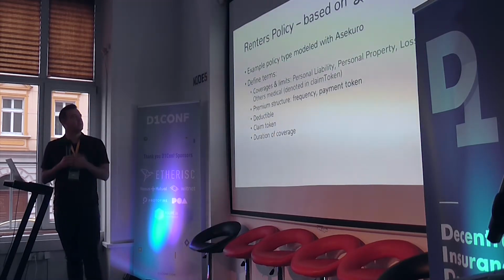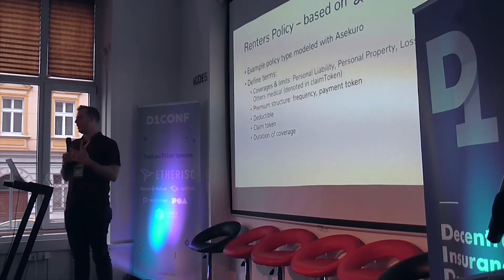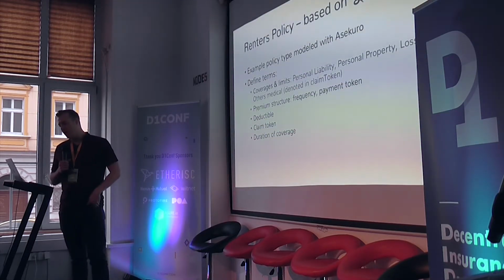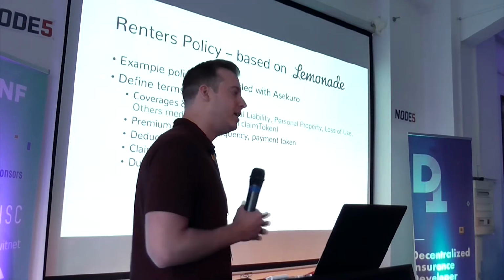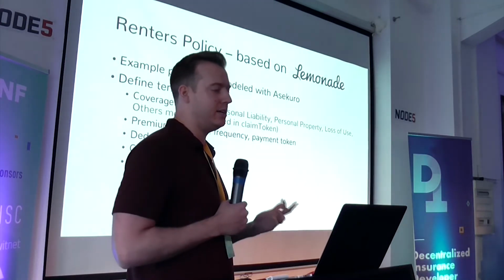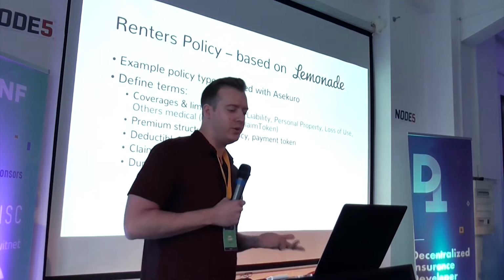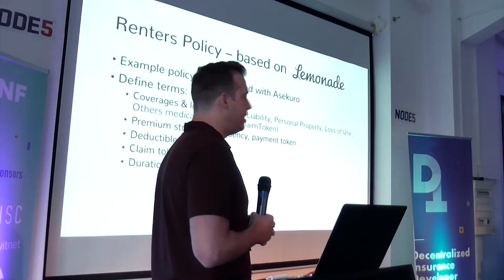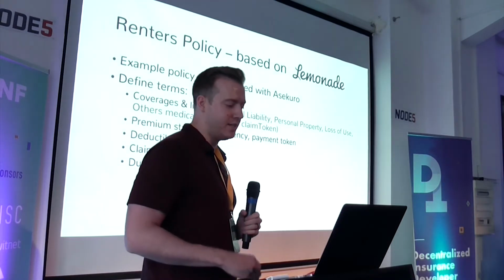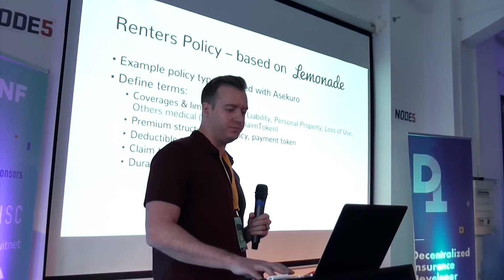So in this particular policy, you, as the carrier, would define the coverage and limits, things like personal liability, personal property, loss of use, whatever the liabilities might be. You define the premium structure, which would represent the frequency that premium payments should be made. Payments can be made over tokens, so you can designate a token address to be used. You designate a deductible, a claims token, and the duration of the coverage. So essentially all of the pieces that go into the actual terms of the policy get included in the contract and are facilitated over the decentralized network.